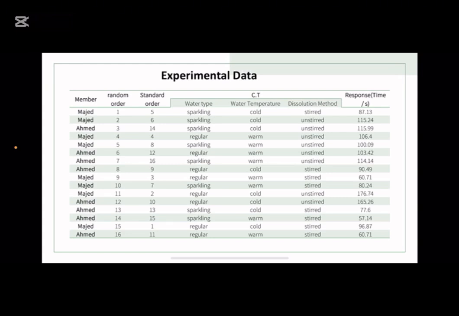Experimental data. Our data reveals stark contrasts. For instance, sparkling water with warm temperature and stirring dissolved tablets in just 57 seconds, while regular water with cold temperature and no stirring took 177 seconds. This table summarizes all 16 runs, showing clear patterns.